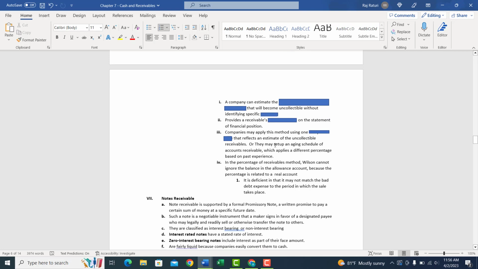Companies may apply this method using one of two approaches. So you can use an aging schedule to do this, or you can use some type of percentage estimates, more commonly referred to as composite rates.